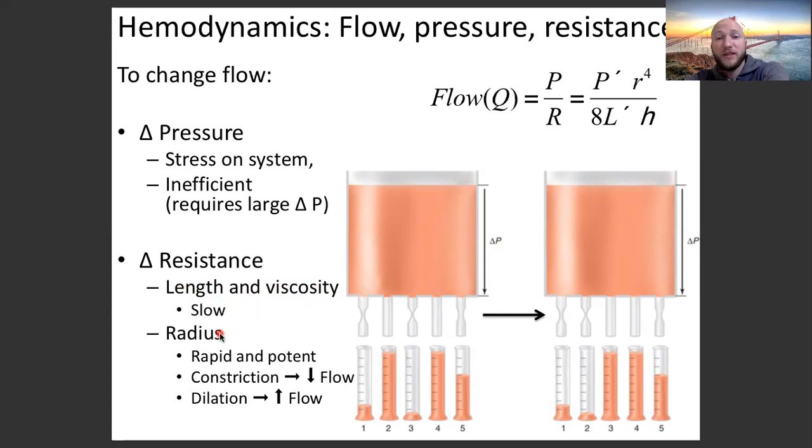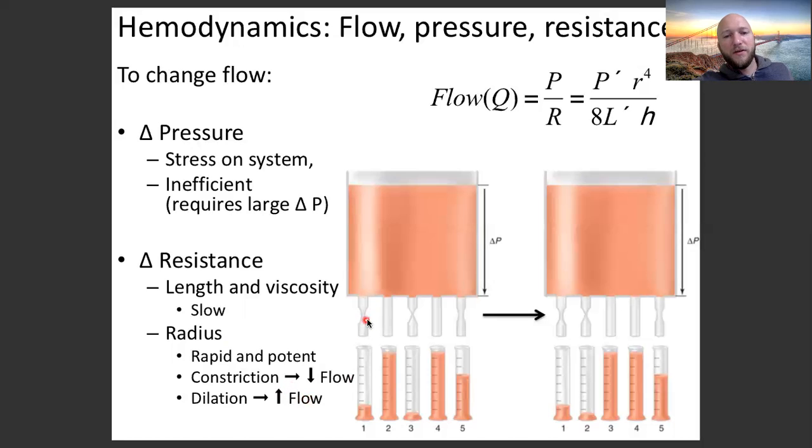Radius, you can change quickly. Your sympathetic nervous system innervates your arterioles. Boom, you can change it quickly. It's rapid and potent. It's raised to the 4th power, so it has a large effect. Constriction will decrease radius, which increases pressure. When you decrease radius, you increase resistance, which decreases flow. If you dilate, you increase radius, you decrease resistance, and you increase flow.